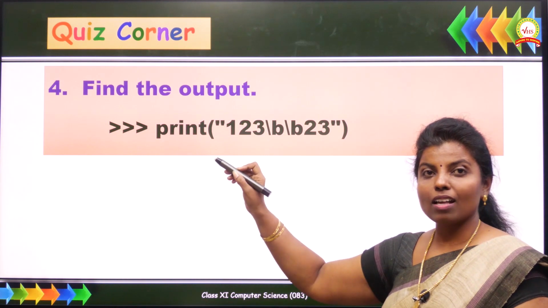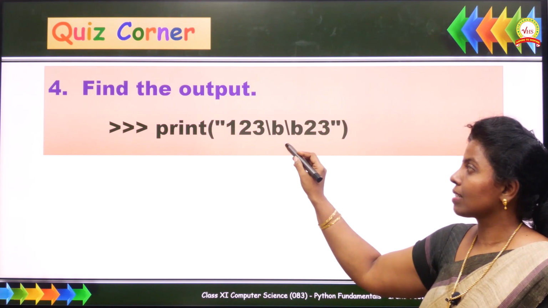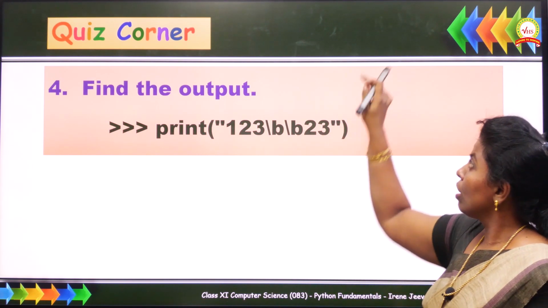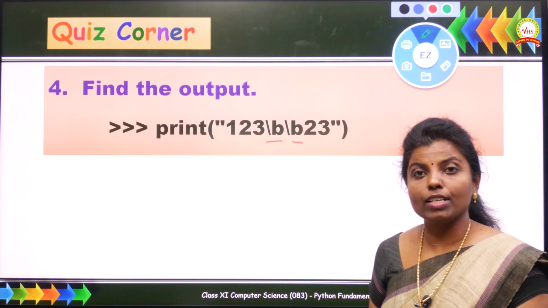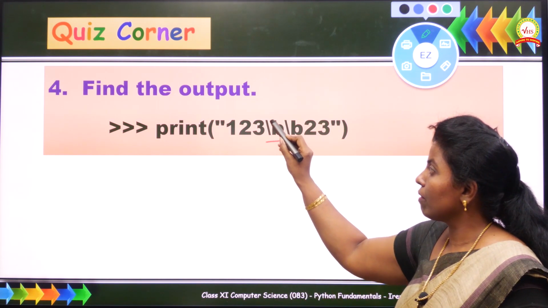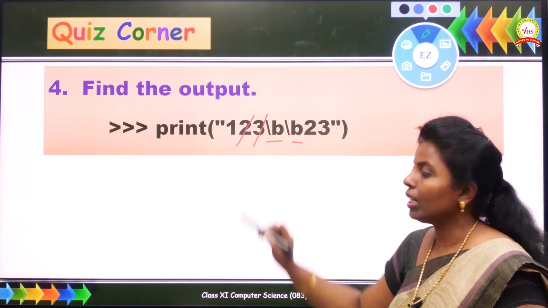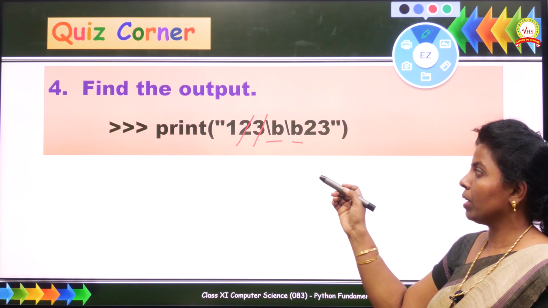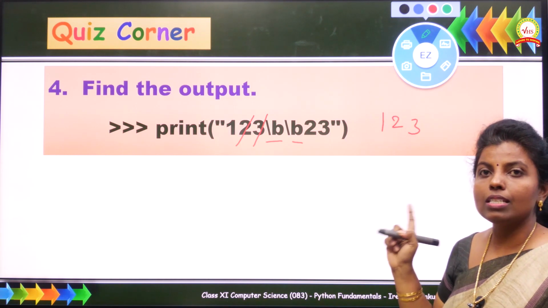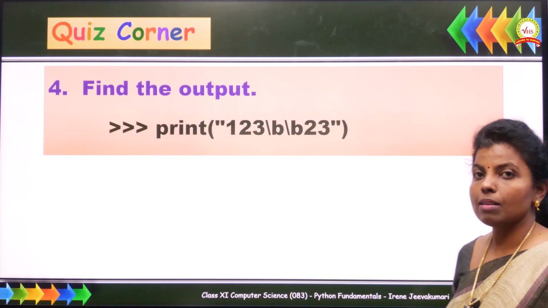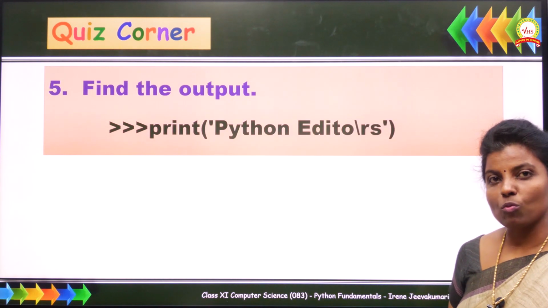Find the output. So what is the output? Here you can see there is a print statement, and within quotes 1, 2, 3 backslash b, and then 2, 3. How many backslash b's are there? There are 2 backslash b's. What is the purpose of backslash b? It removes the previous character. So this backslash b will be removing number 3, that is the previous character. The next backslash b will be removing number 2, that is the previous character. So what output will be printed for us? We will be getting number 1 and then 2 and 3 after the backslash b's. So this will be printed as the answer. So let us see what is the answer printed for us. So this is the answer 1, 2, 3 as we have discussed. Okay, so now let us move on to the next question.